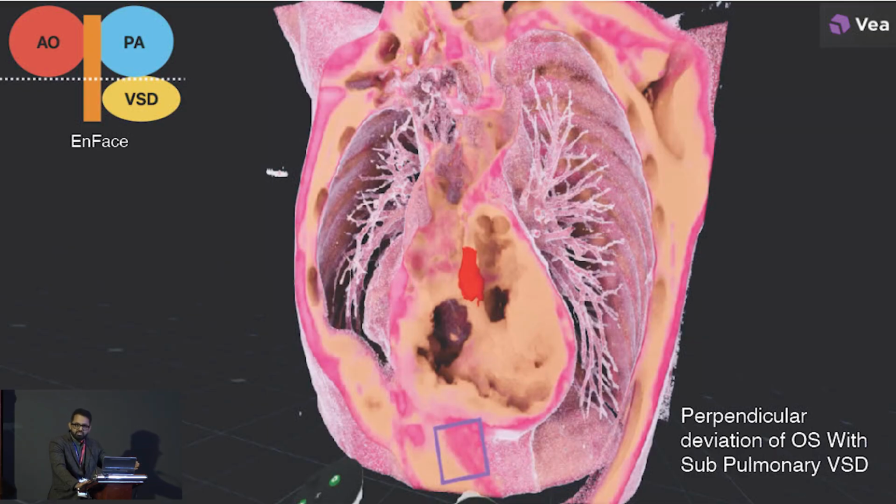The management of each of these lesions would be different. The first one would be like a simple VSD tunneling to the aorta. This one would require a tunneling to the PA and an arterial switch operation.